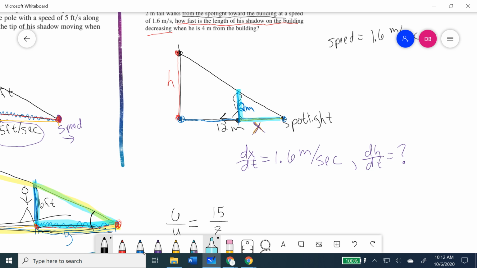Little triangle has a vertical to horizontal ratio of 2 to x. Big triangle has a ratio of vertical to horizontal being h to 12.